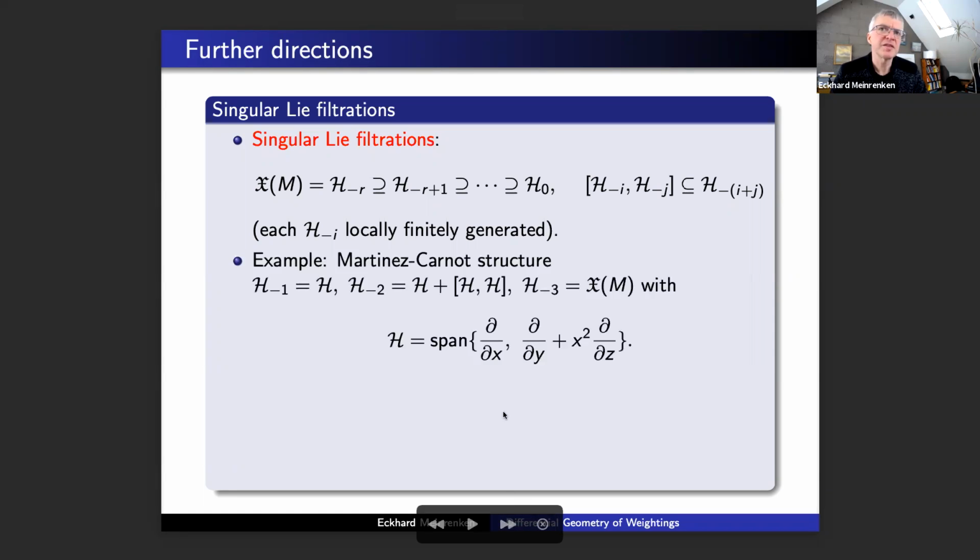So things like this appear in sub-Riemannian geometry. So there's this so-called Martinet-Carnot structure, which is an example of a singular Lie filtration which does not come from a Lie filtration. So one takes H, as I've written here, spanned by these two vector fields, and then you obtain the Lie filtration just by taking brackets. And so if you just take one bracket, then I think it's not a section of a vector bundle. In that sense, it's singular.